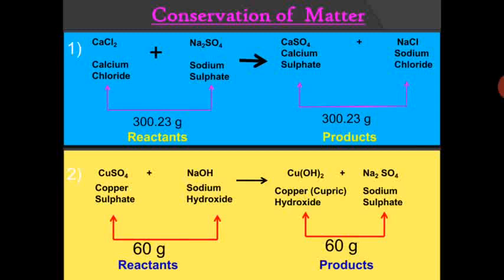Here copper sulfate and sodium hydroxide are the reactants. They will react with each other to form copper hydroxide and sodium sulfate. You can see their weights are also the same. The reactants' mass is 60 gram. The products' mass is also 60 gram. Okay, so this is conservation of matter.